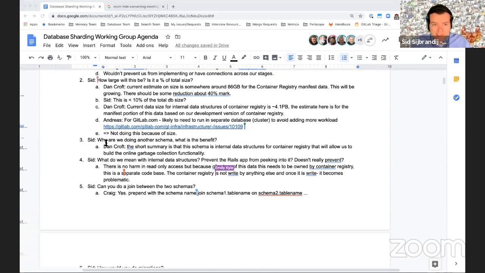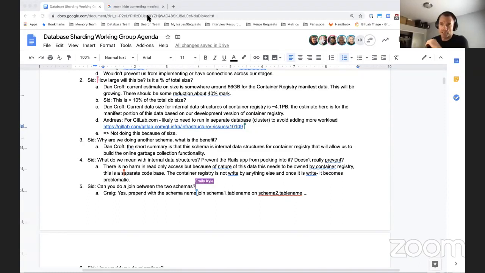I'm totally for putting this in the database instead of the file system. I'm just trying to understand the benefit in putting it in a different schema. Yeah, it really is ownership. I think that's a fair summary then.